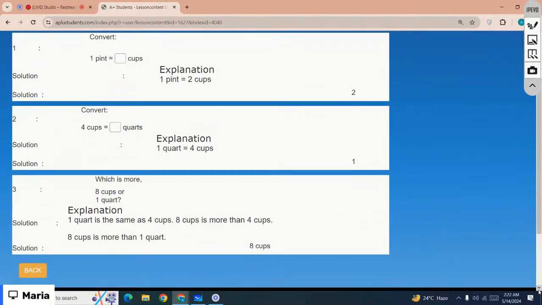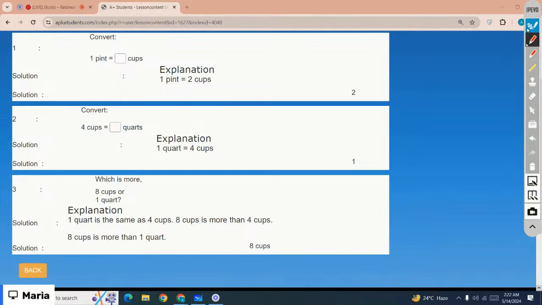The next one is which is more, 8 cups or 1 quart? In 1 quart you have 4 cups, right? So obviously 8 cups is more than 4 cups. These are the basic units. You have to remember them or note them down in your notebook so that you can use them later. That is 1 pint equals 2 cups and 1 quart equals 4 cups, right?